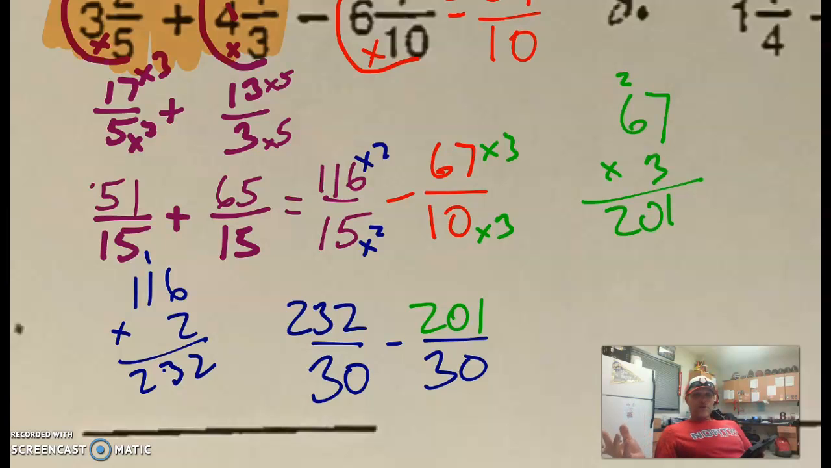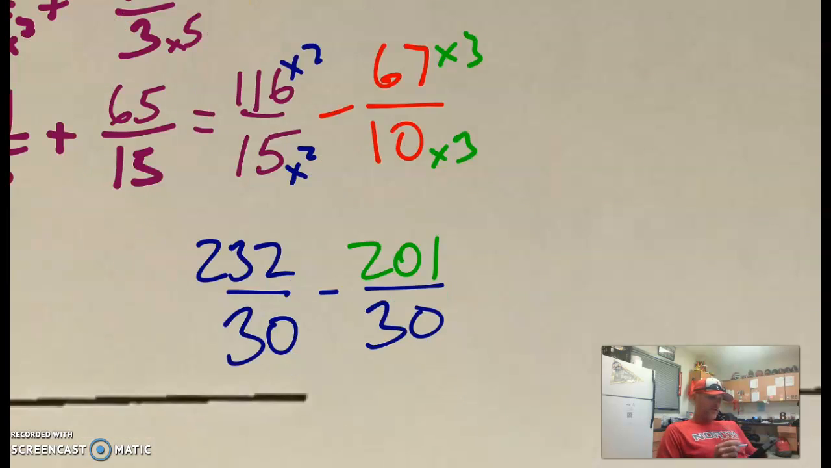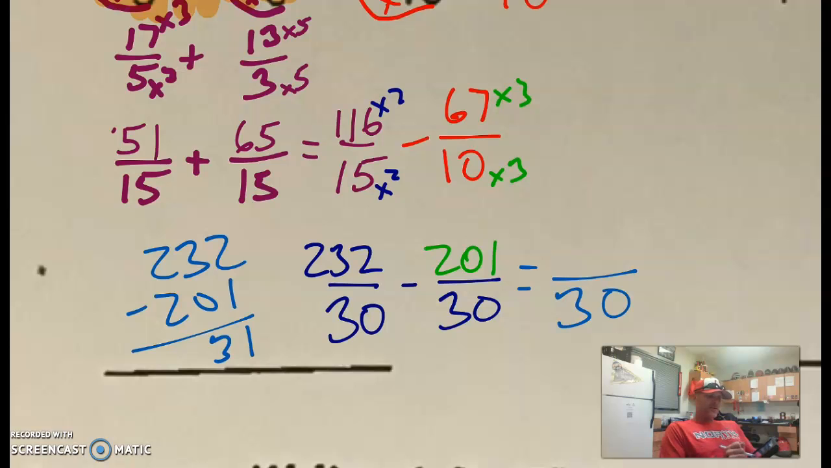Okay, so it's a long problem, right? I don't know if there's a timer on your screen or not, but I am at 7 minutes and 12 seconds for this one problem right now. So it's tough. That's why I'm helping you with this one. All right, so our final problem is 232 over 30 minus 201 over 30. Our denominator stays the same. So now we just have 232 minus 201. 2 minus 1 is 1. 3 minus 0 is 3. And 2 minus 2 is 0. So that is 31 over 30.